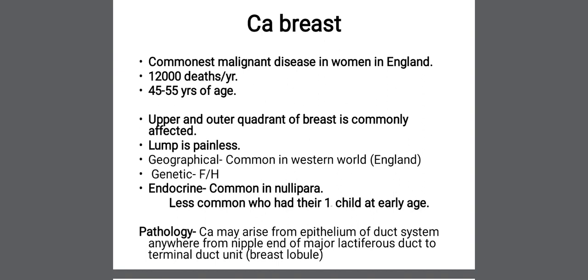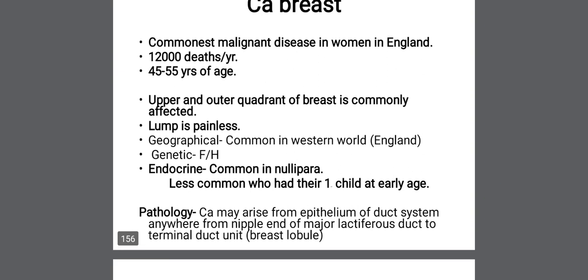While any portion of the breast may be attacked, the disease commences most frequently in the upper and outer quadrant of the breast. The lump is painless, and the geographical distribution is very common in the western world, mostly in England, and there is genetic history. It occurs more commonly in women with a family history of breast cancer.